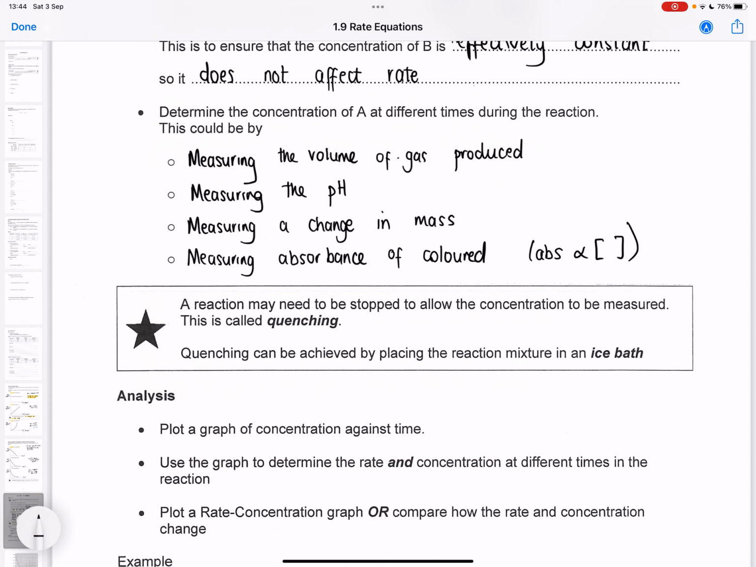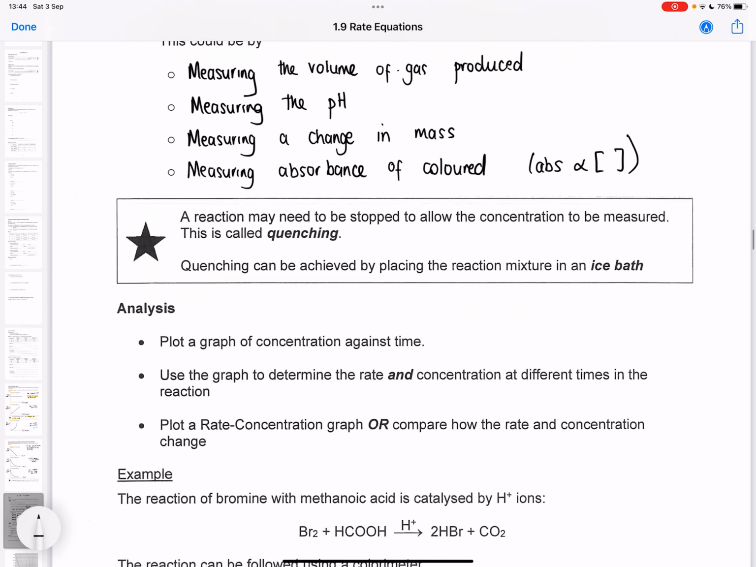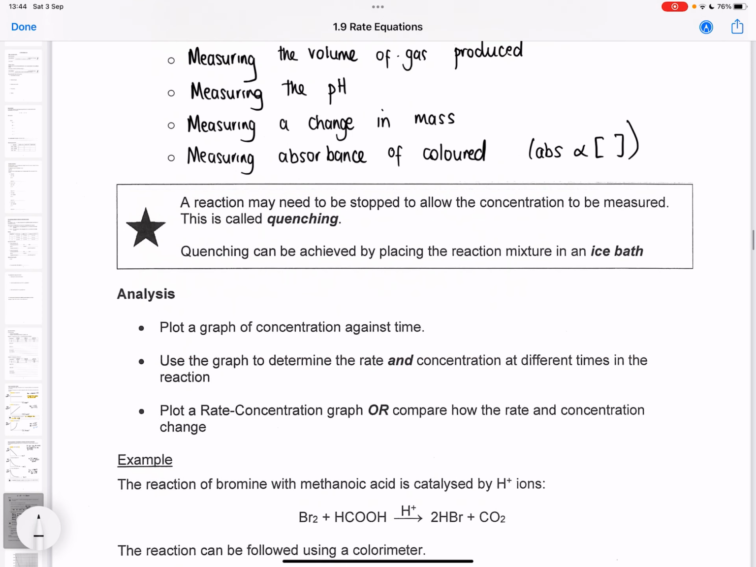Quenching is a way of stopping. So you would start your reaction off, and then when it got to 1 minute, you would quench it, and you can do that nice and easily by plunging your reaction mixture container into an ice bath. By reducing the temperature significantly, you slow the rate to almost stopping. Very few particles have the activation energy, and therefore the reaction stops at that time, and you can then measure the concentration. So using an ice bath is a quick way to quench, to stop a reaction at a certain time.